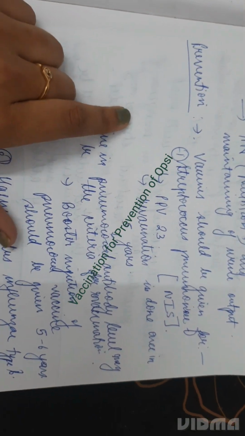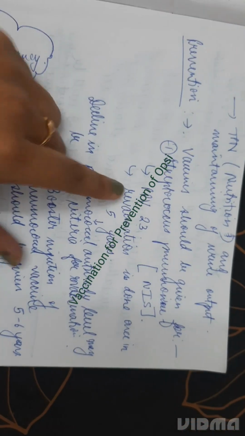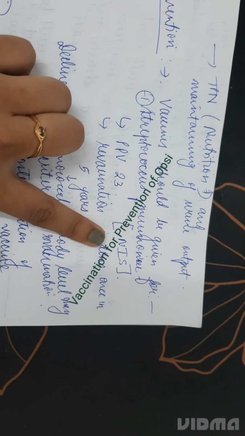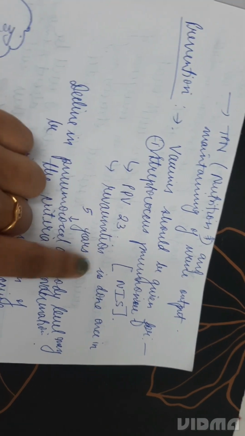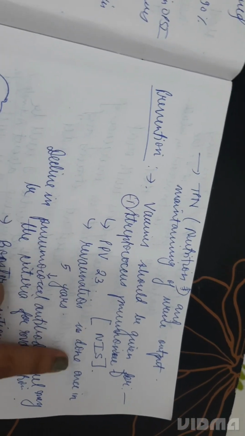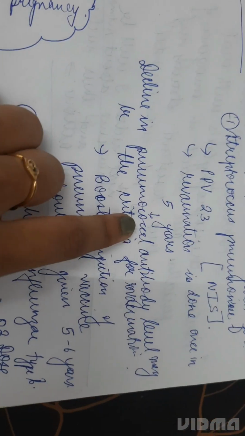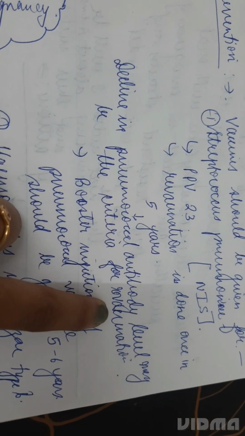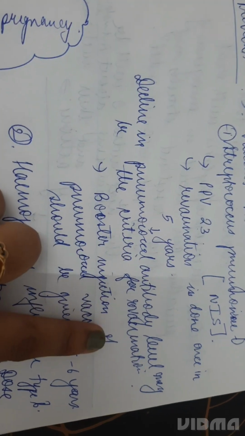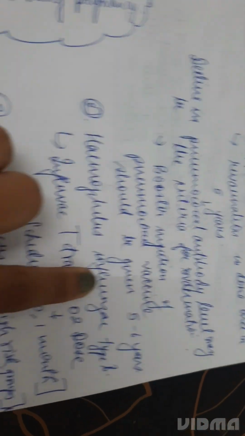So how are we going to prevent OPSI? For prevention of OPSI, vaccines should be given for Streptococcus pneumoniae, that is PPV 23. It is included in the NIS, National Immunization Schedule. Revaccination is done once in 5 years, depending on the decline of pneumococcal antibody level of the body. Booster injection of pneumococcal vaccine should be given every 5 to 6 years.